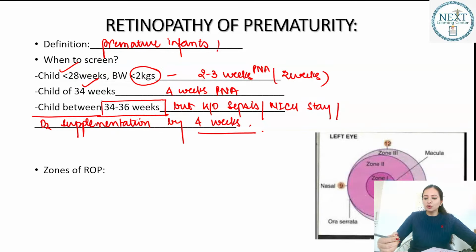Talking about the zone, if you take the distance between the optic disc and macula to be R and using 2R as the radius, you draw a circle, you get zone 1. Zone 2, you take everything from the nasal retina up to the optic disc to be the radius and you draw a circle. Then is zone 3, it is the remainder temporal crescent.